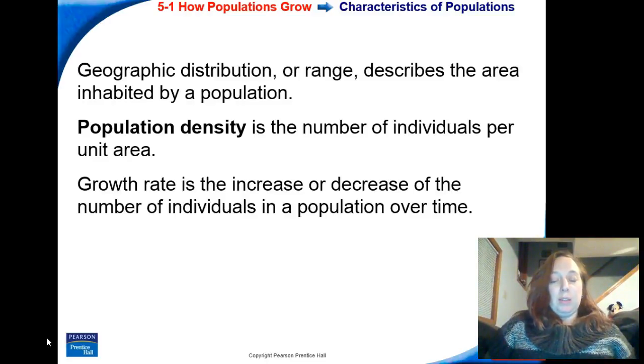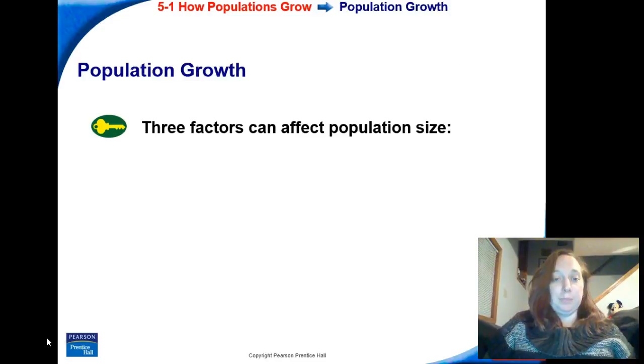Growth rate is the other one, and growth rate is the increase or decrease of population. So growth rate doesn't necessarily mean a positive increase, it can mean a negative decrease. And this is looking at population over time, not just in one setting.